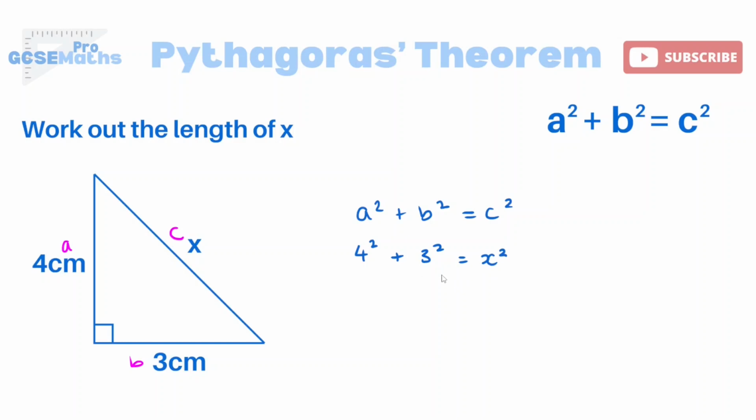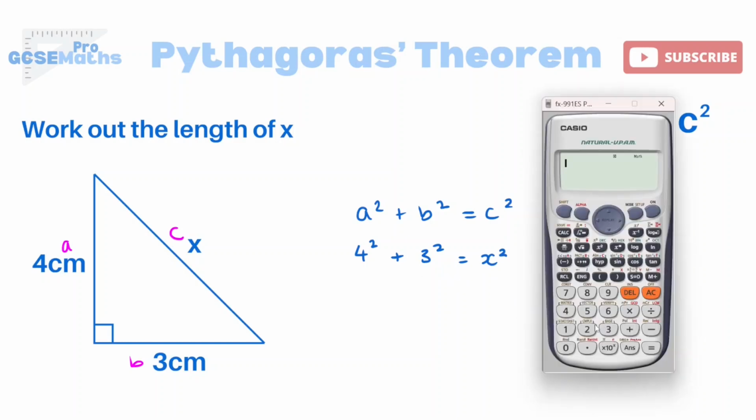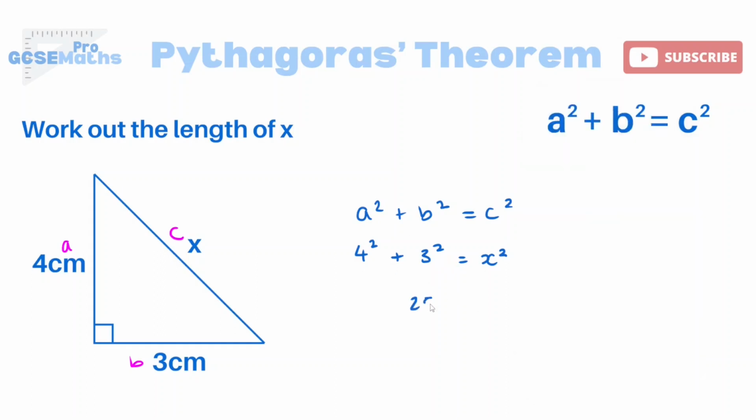In this case, I'm going to add together 4 squared plus 3 squared. Obviously, that gives us 25. I'm going to keep writing it out fully as a full equation, so I'm not just going to write equals 25, I'm going to put equals x squared. The reason I write that is because I'm looking for x, and I need to remember at the end that the answer is not 25. I need to square root.